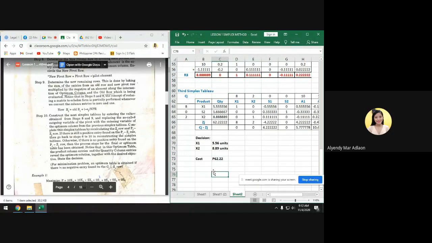So class, I will send to you the activities for this topic, maximization and minimization, to be submitted next week. And by next week, we will already have our midterm exam. What is the coverage? Both maximization and minimization. You're going to compute one problem for maximization and one problem for minimization.